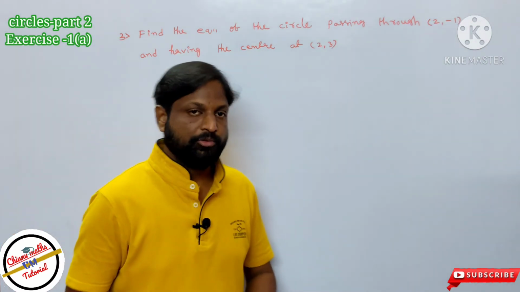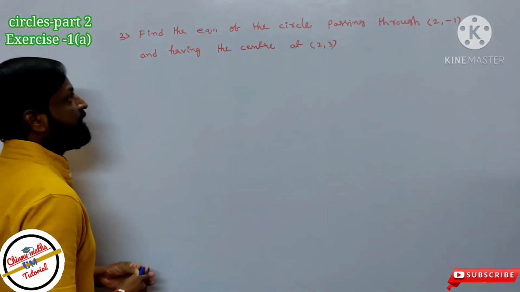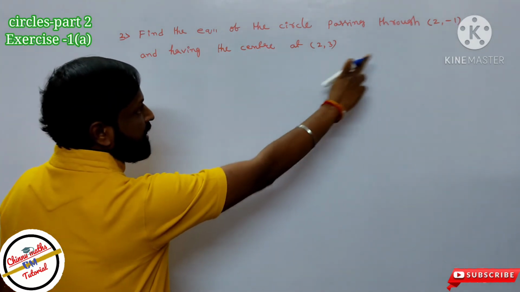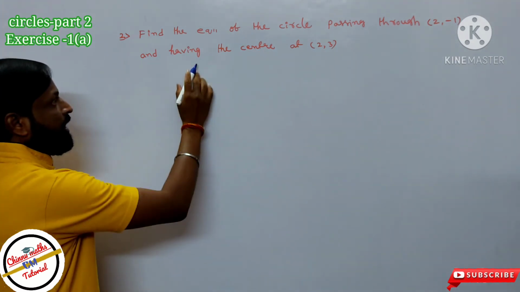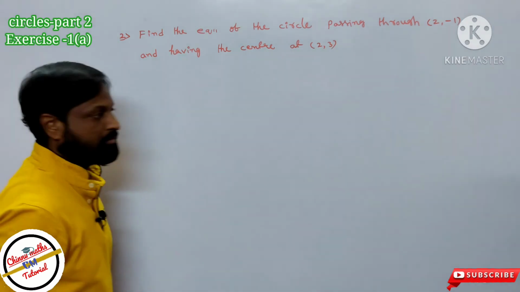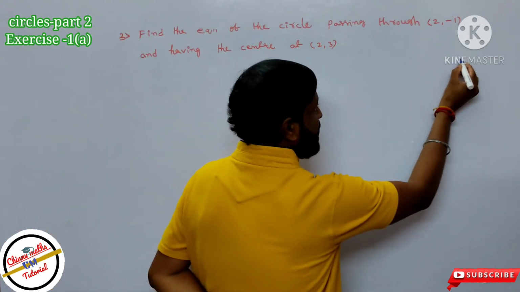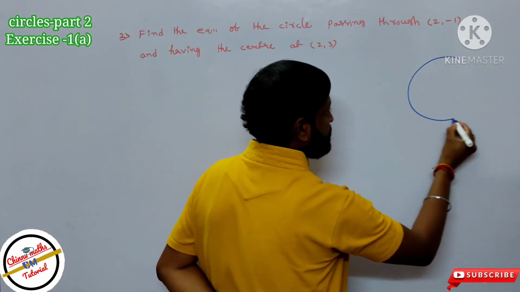Next we discuss the same question. Find the equation of the circle passing through the point (2, minus 1) and having the center at (2, 3). So here you can find this circle equation.